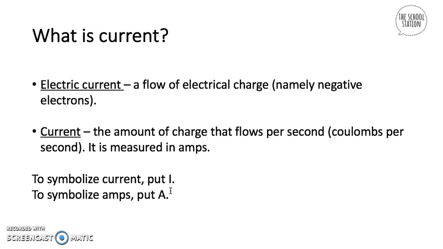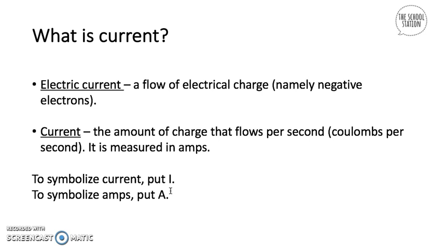So current is the amount of charge that flows per second. How many packets of electrons, or how many quanta of electrons, can we let go in the circuit per second.